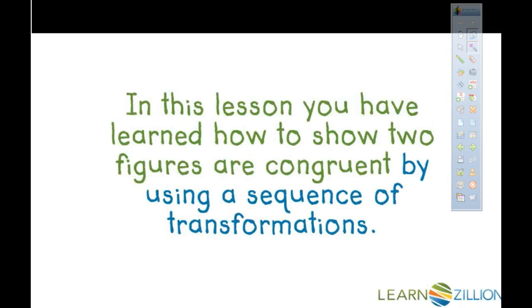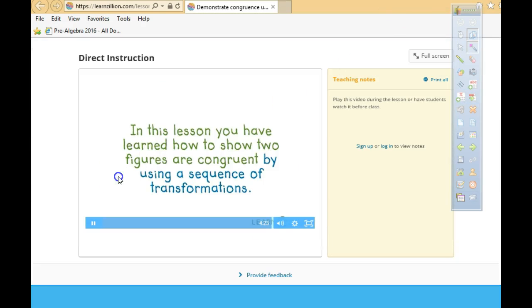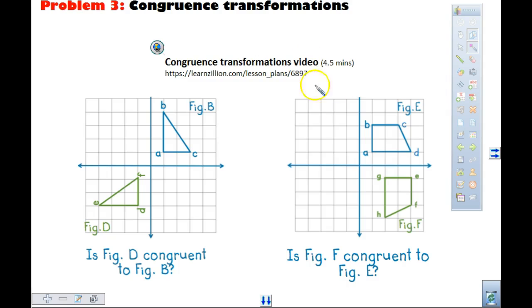In this lesson, you have learned how to show 2 figures are congruent by using a sequence. So when you look at that, we saw that both of these, the question is, are they congruent? Our answer would be, yes, they were both congruent. The problem is what you're going to have to figure out is how do you get from one to the next one. So yes, they were both congruent, and there's a couple of different ways of showing that.